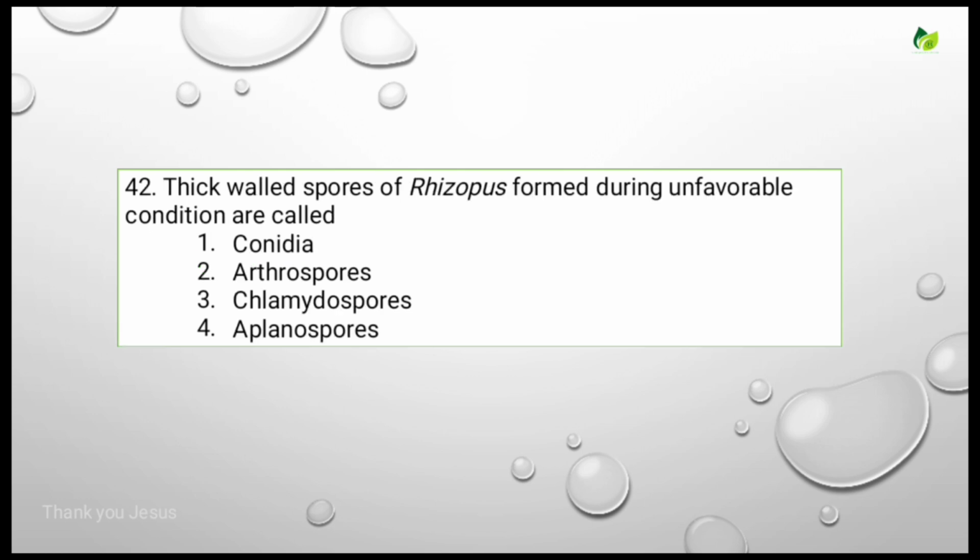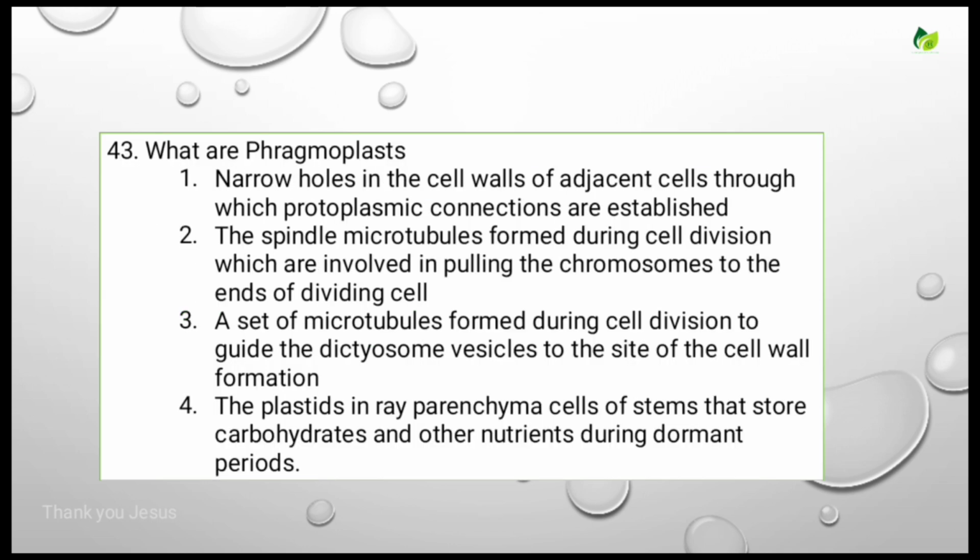Let's see the next question. Thick-walled spores of Rhizopus formed during unfavorable conditions are called. Options are conidia, arthrospores, chlamydospores, aplanospores. Correct answer is chlamydospores. They are formed during unfavorable conditions. Let's see the next question.